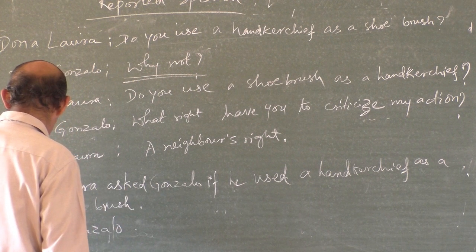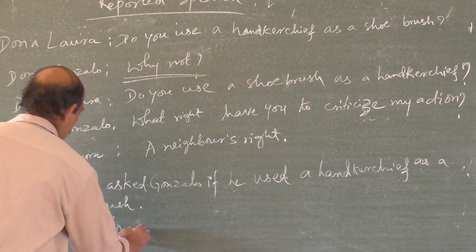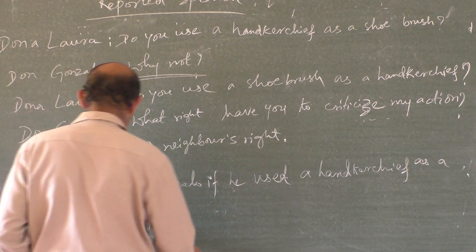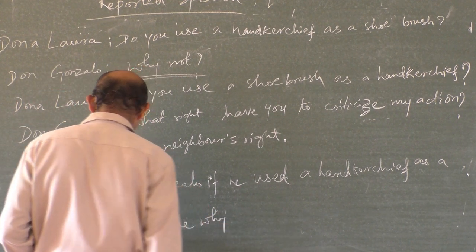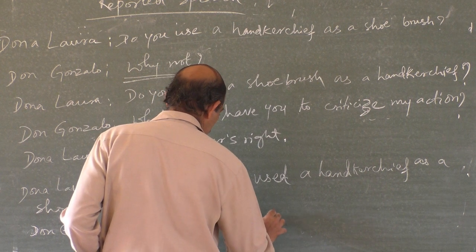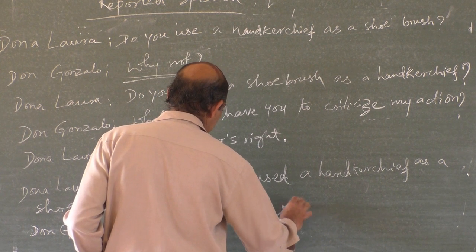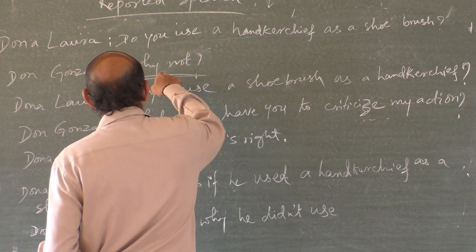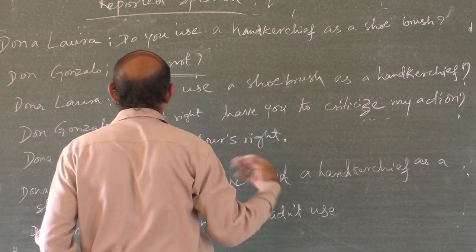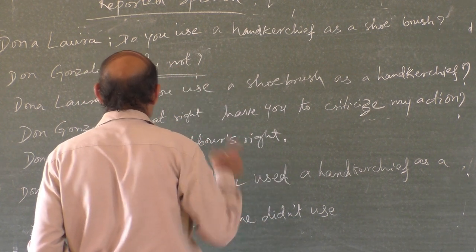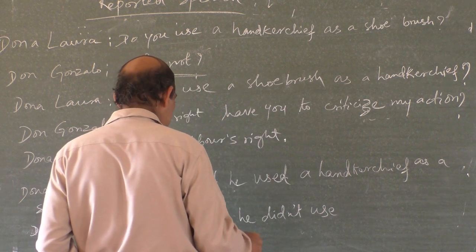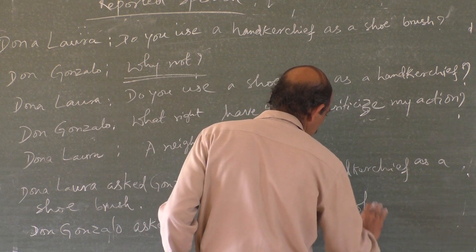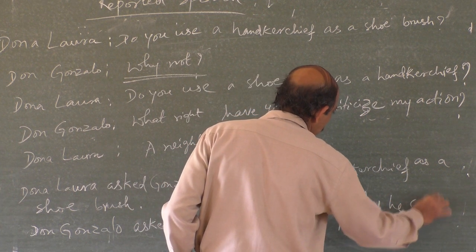Don Gonzalo asked her why he didn't use, because simple present, so this must be in the simple present, or why couldn't I use is also acceptable, because that is a modal auxiliary in the past. Why he didn't use, or why he couldn't use is also acceptable.